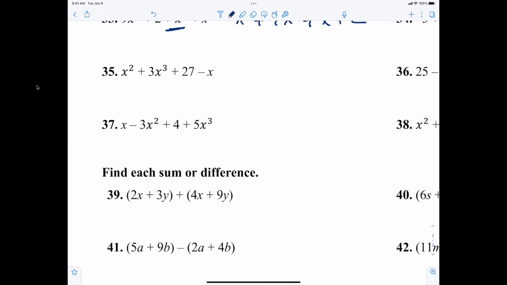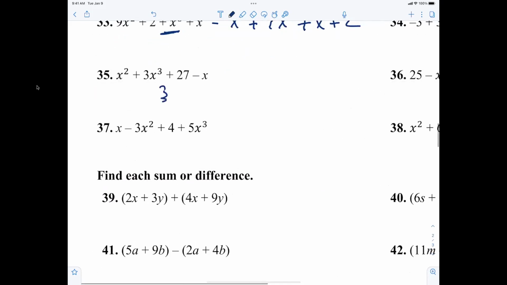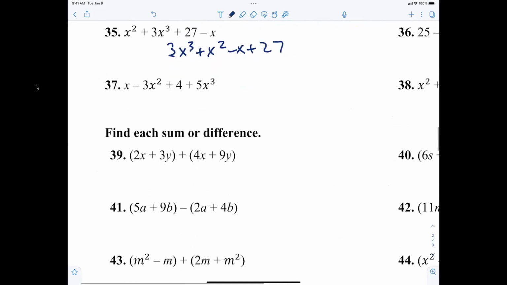Number 35. 3x cubed plus x squared minus x plus 25. That's good. I like that. All right, next, Ryan. Yes, 5x cubed, minus 3x squared, minus x, minus 4, or plus 4. You got to look at your x, right? Do you agree? The sign in front, not the sign after. So it's plus.